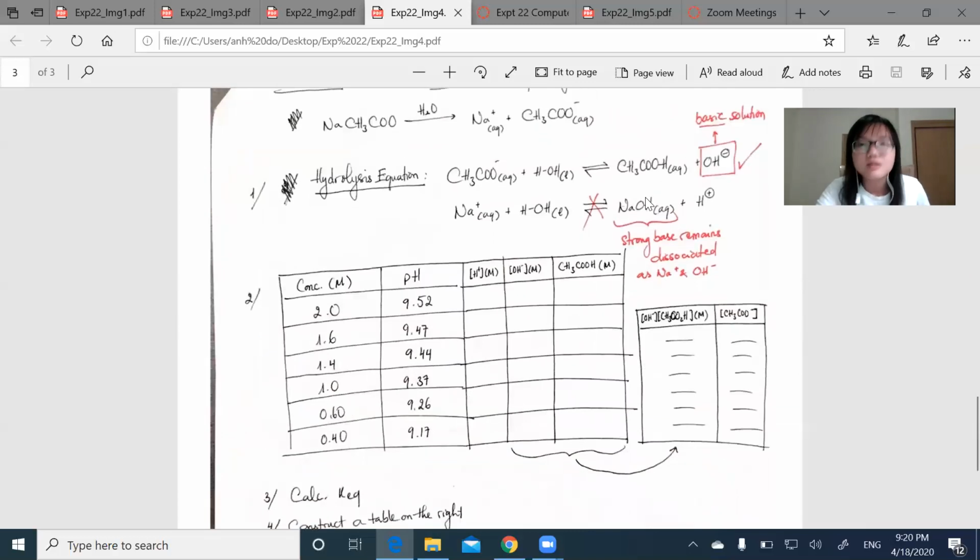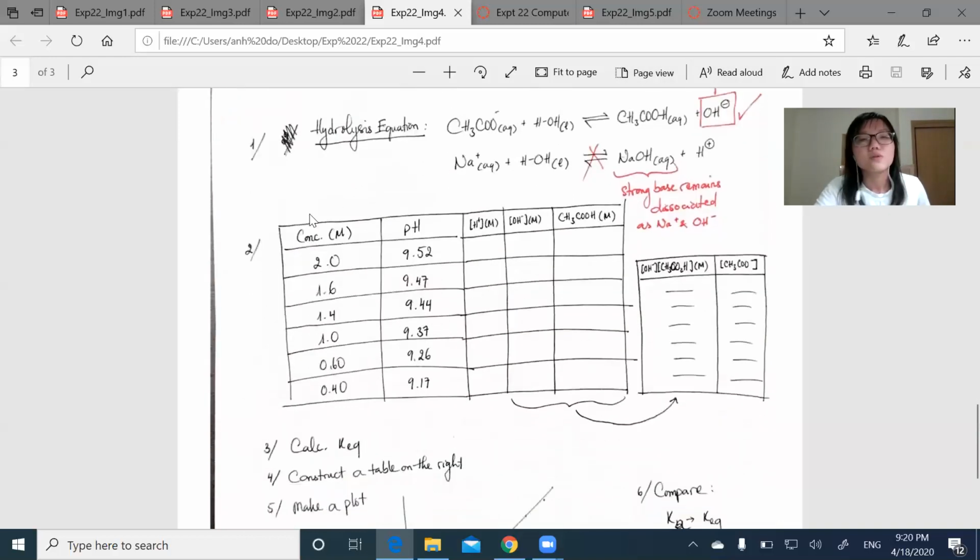In this case, sodium hydroxide is a strong base, right? So that will remain as sodium plus and OH minus and will not participate in your hydrolysis equation. The other anion would now become acetic acid, and then you would have the remaining OH minus bases in the solution to make the entire solution basic.